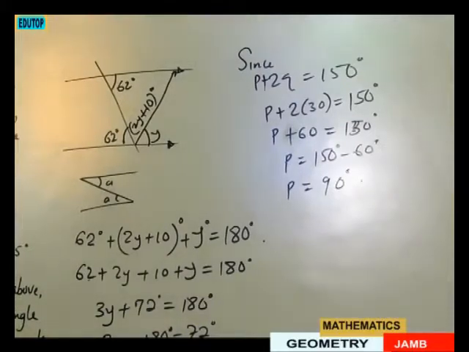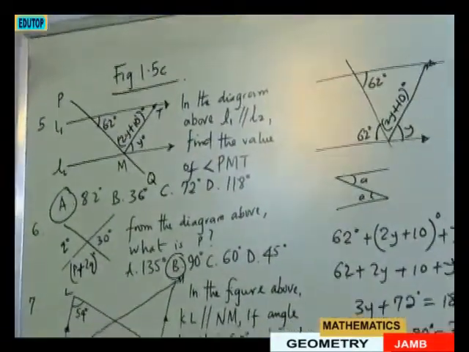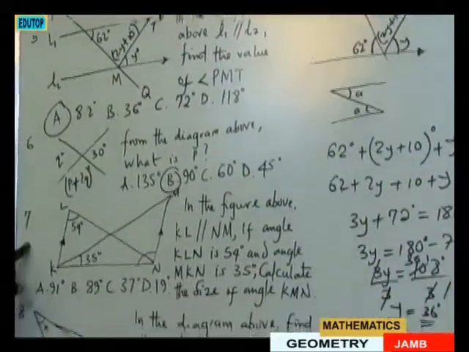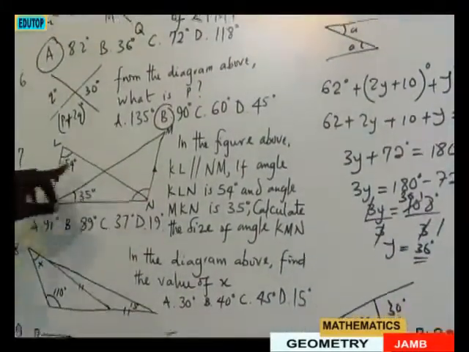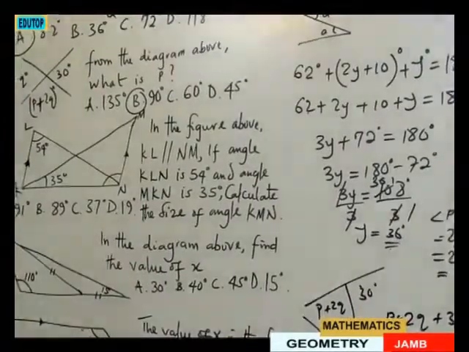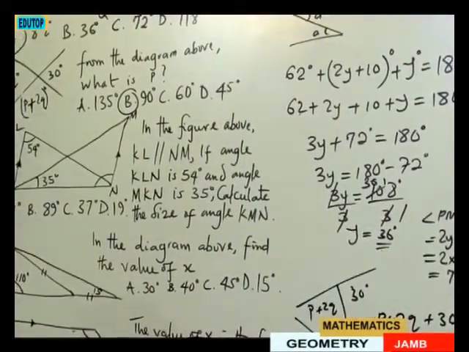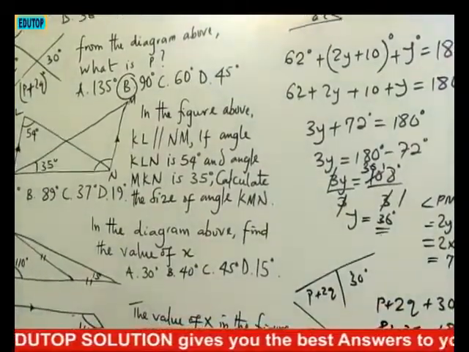And since the question asks me to look for P, then my answer will now be what? The option B, which is 90 degrees. So the next question, that's question 7. That one says we have lines too. You can see that geometry of lines have been tested from 5 to what? 7. This is another one.